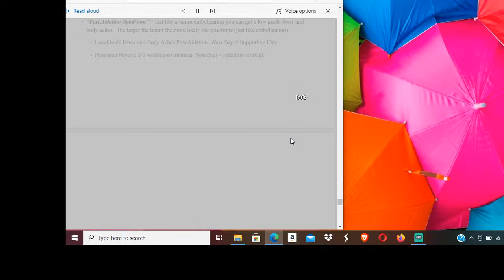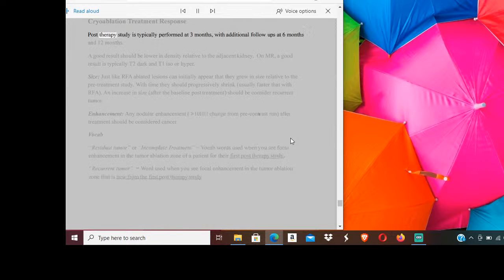502. Cryoablation treatment response: the post-therapy study is typically performed at 3 months, with additional follow-ups at 6 months and 12 months. A good result should be lower in density relative to the adjacent kidney. On MR, a good result is typically T2 dark and T1 iso or hyper. Size: just like RFA, ablated lesions can initially appear that they grew in size relative to the pre-treatment study. With time they should progressively shrink, usually faster than with RFA.